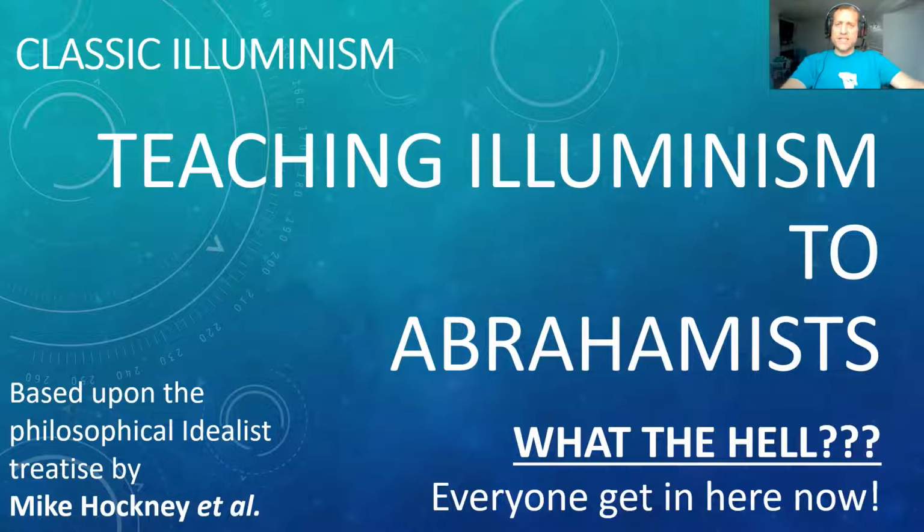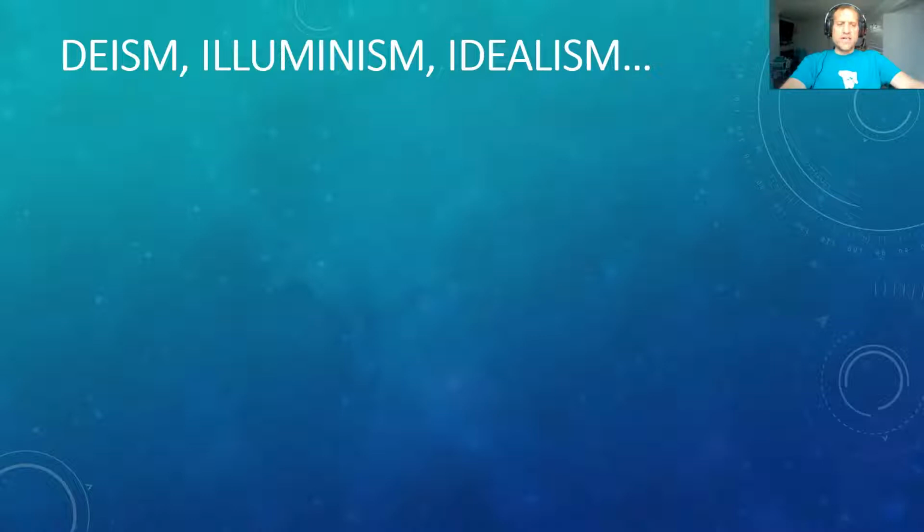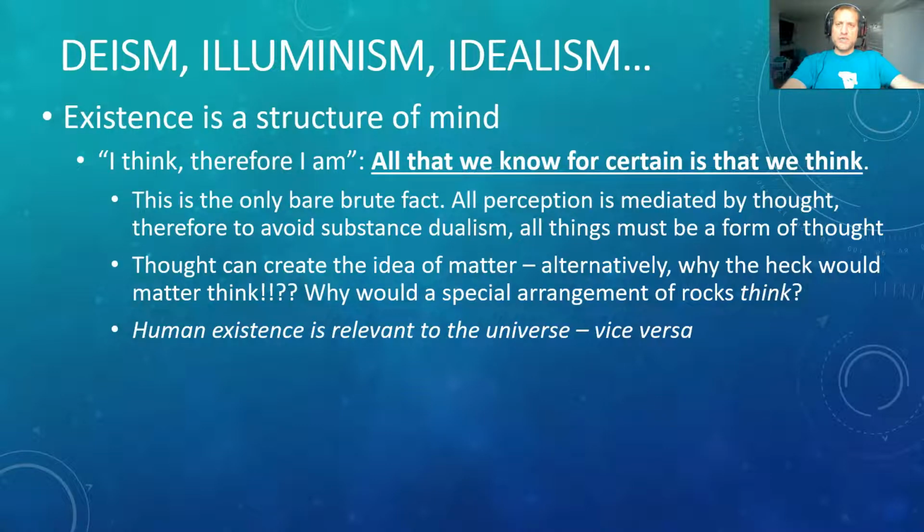Anyway, let's sort of develop something here and see how this goes. It was really fun making this presentation. So, in general, religion falls under the idea of deism, which is Illuminism, and which is idealism, right? So what is this? This is the concept that existence is a structure of mind. And so the best exemplar of that is Descartes and his statement, "I think, therefore I am." Now, what did he mean by that?